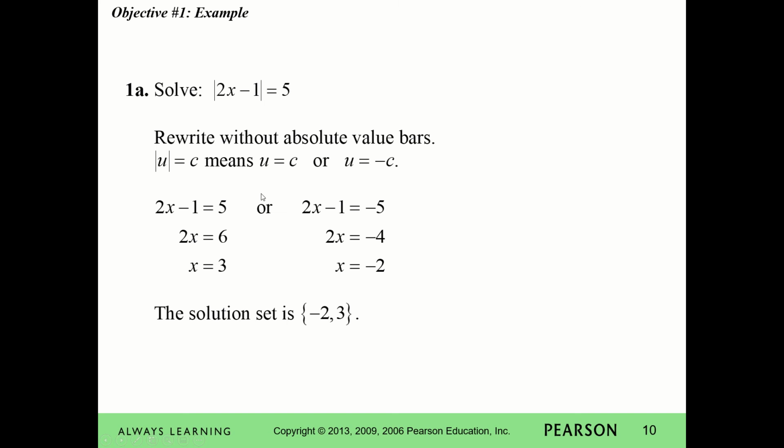We're going to make both sides one positive and one negative. So we get rid of our absolute values, make one equal to the positive version, one equal to the negative version. We're going to add 1 over, divide by 2, so we get that x equals 3. And then over here, we're going to add 1 over, divide by 2, and we get that x also equals negative 2.